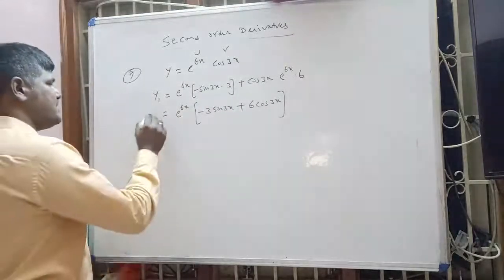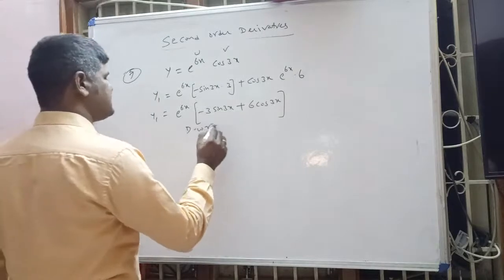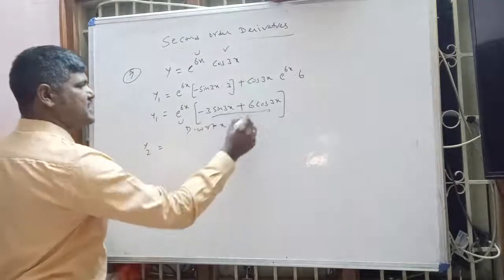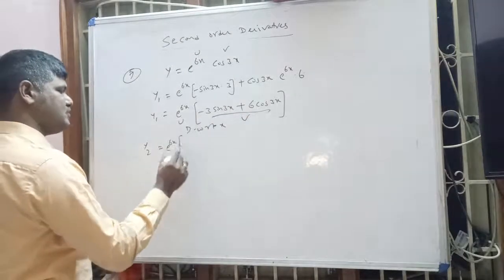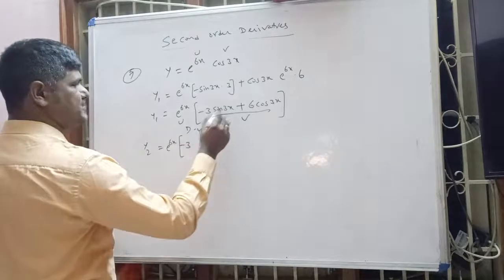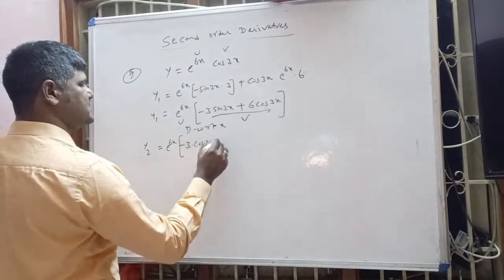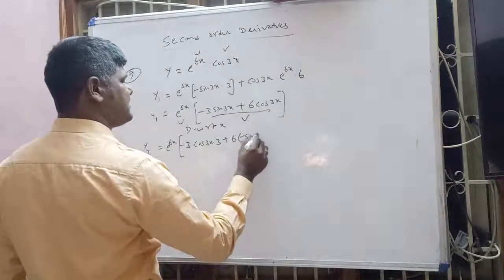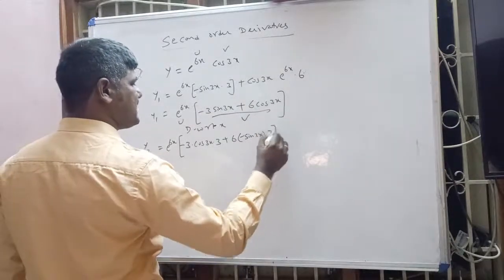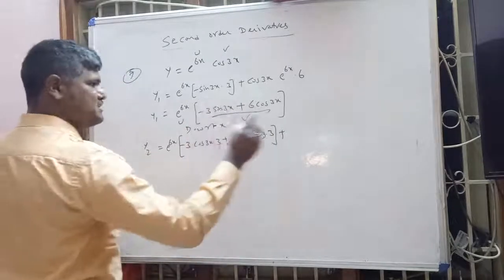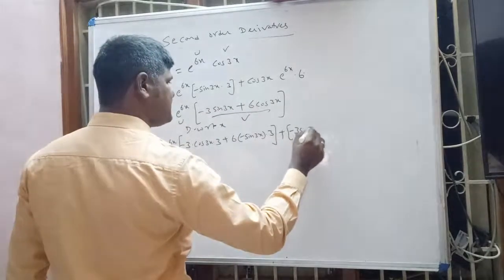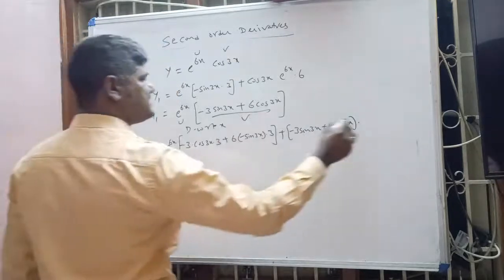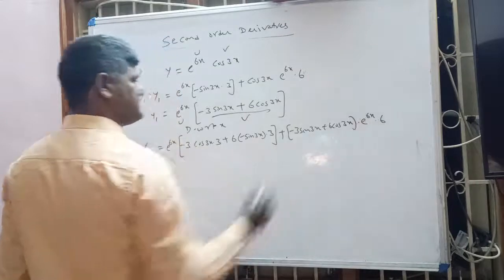Again differentiate with respect to x, y2. This is u, this complete is v, okay. e power 6x into minus 3 into sin 3x, cos 3x into 3, plus 6 into cos 3x, minus sin 3x into 3, bracket close, plus v. What is v? Minus 3 sin 3x plus 6 cos 3x into e power 6x, e power 6x into 6.